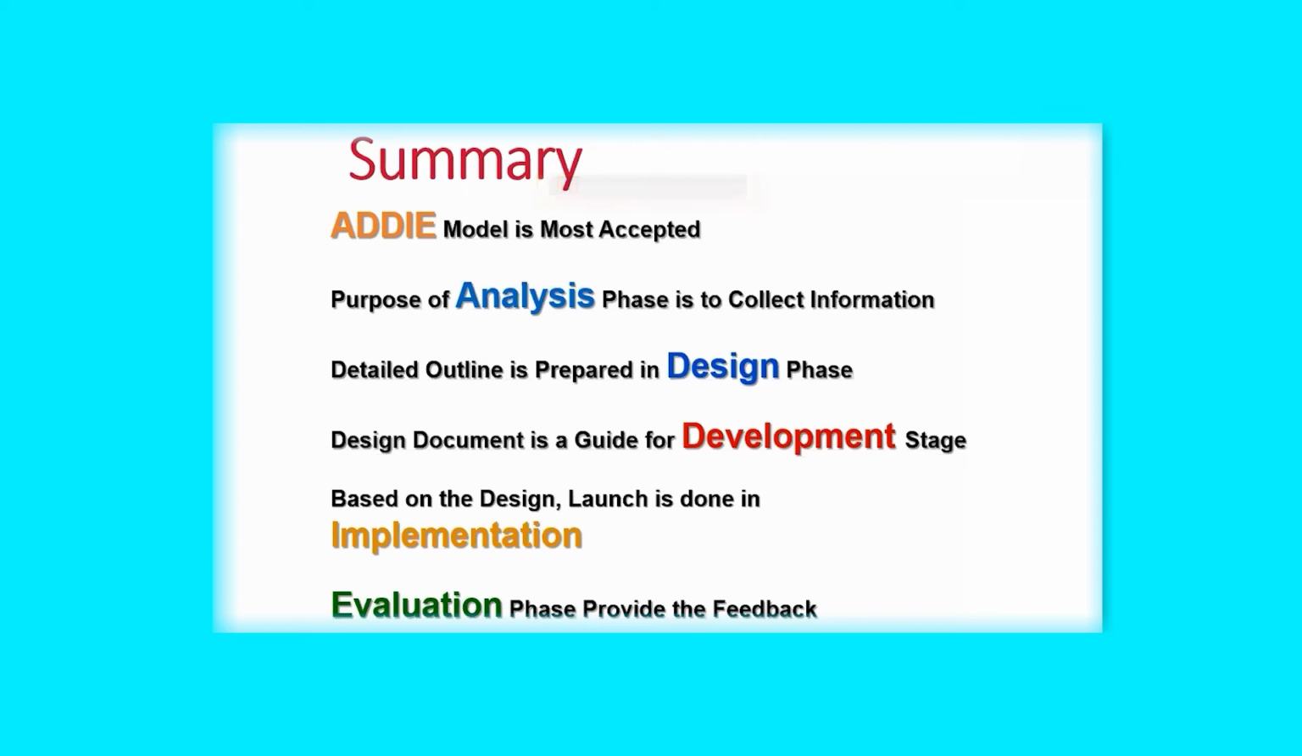So the summary of this ADDIE model is, it's the most accepted model the world over, not only in India. Purpose of analysis phase is to collect information. A detailed outline is prepared in the design phase. Under the development stage, a design document or a guide is prepared. Under the implementation stage, it is based on the design, and launch is done, and evaluation phases provide the feedback. So I hope this ADDIE model, in very brief time, is explained and you have a little bit of understanding.